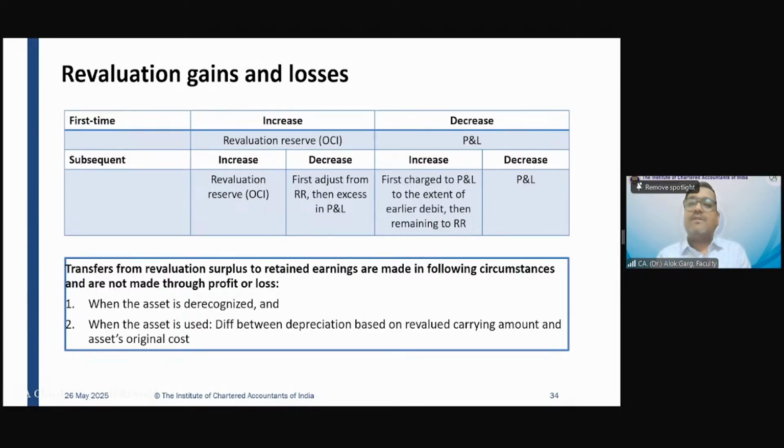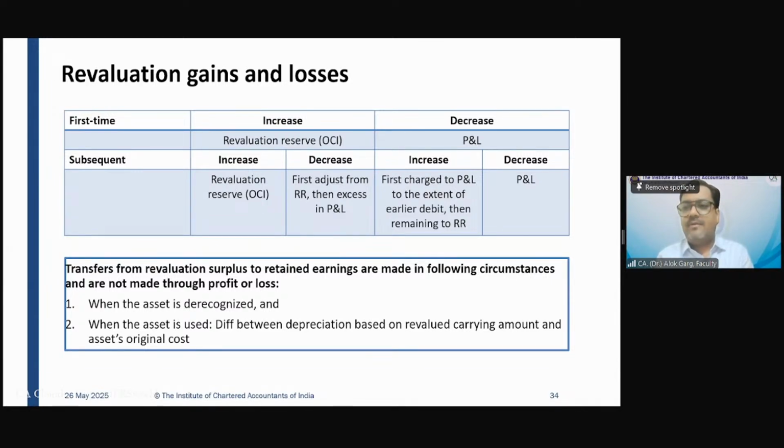Now vice versa. The intangible asset was acquired at 1 lakh rupees. The carrying value of the intangible asset was 1 lakh rupees, and the fair value of the intangible asset becomes 80,000 rupees. First time when the company did the revaluation, the value becomes 80,000 rupees. What is the accounting entry? Impairment loss P&L account debit 20,000 to intangible asset 20,000. Being intangible asset revalued and impairment loss booked.